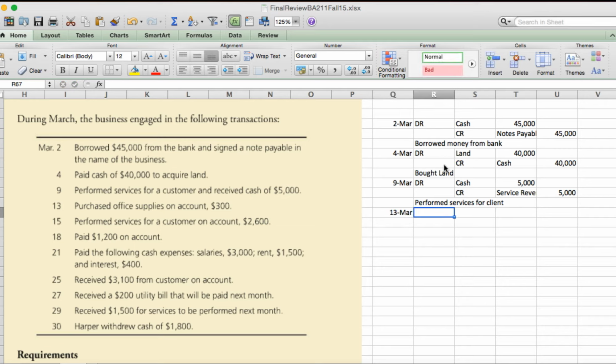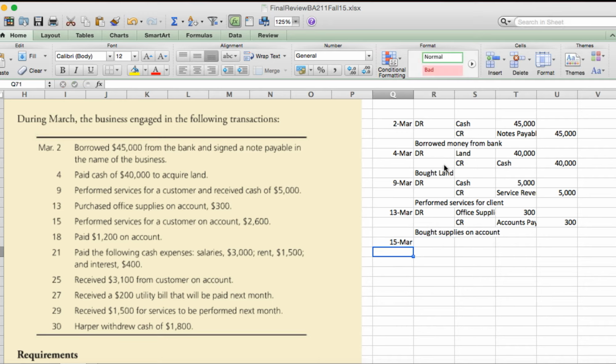Okay, March 13th. Purchased office supplies on account for $300. So we're going to debit office supplies for $300, and we will credit accounts payable for $300. Bought supplies on account.